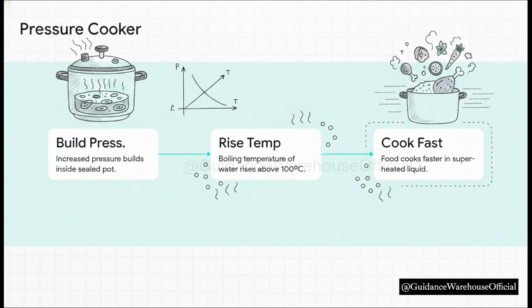But when you seal a pressure cooker, as step 1 shows, the pressure inside skyrockets. Look at the phase diagram in your mind's eye for a second. As pressure goes up, that boiling point line moves to the right. Step 2, the water doesn't boil at 100 degrees anymore. It stays a liquid up to much, much higher temperatures. Step 3, your food is now sitting in superheated liquid water, which means it cooks vastly faster.